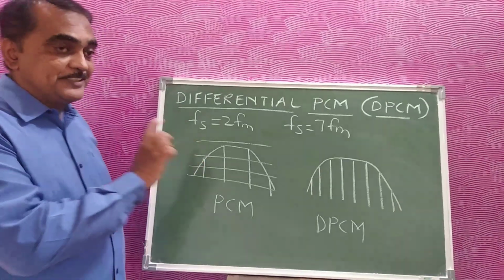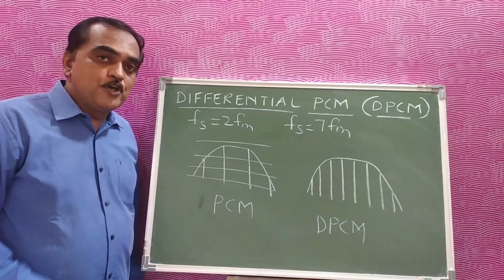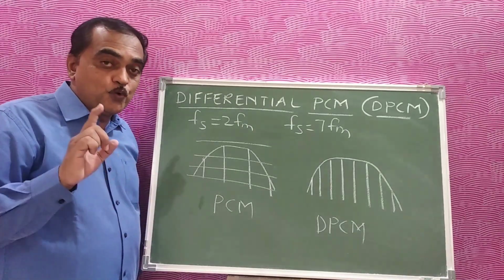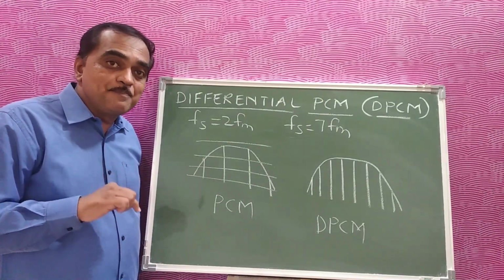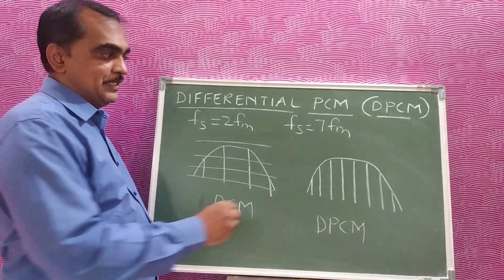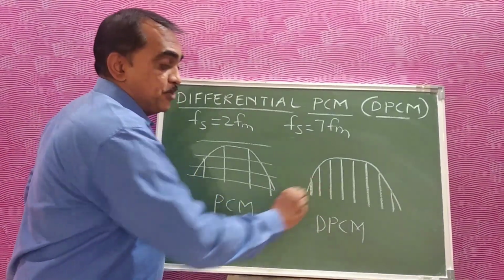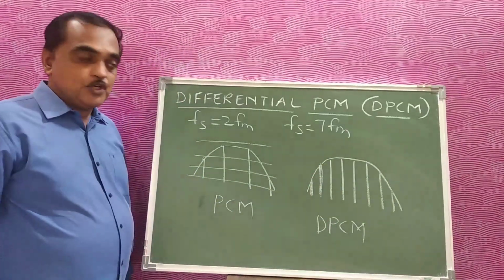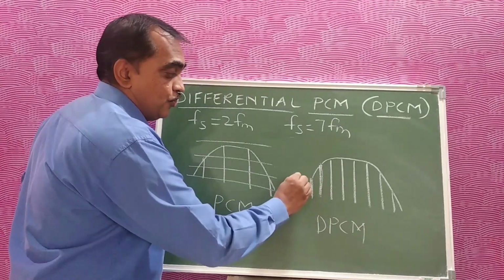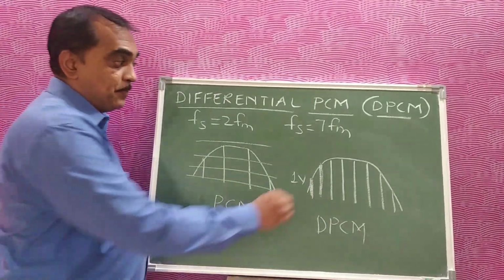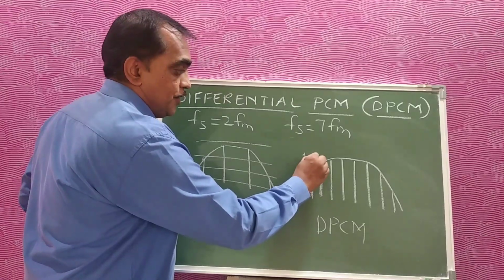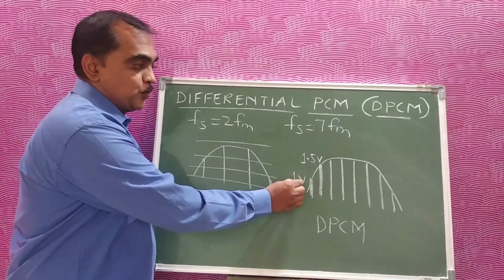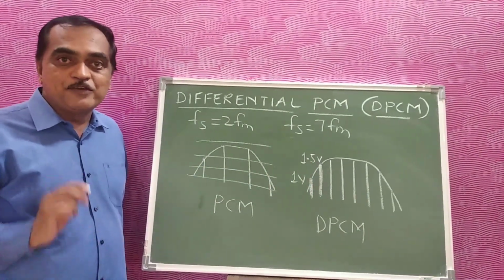And the first thing we do in a DPCM is, we are not going to send the amplitude value in binary form. We are going to take the difference of the previous amplitude and the present amplitude. Say for example, this was our previous amplitude and this is our present amplitude. Say the previous amplitude was 1 volt, and the present amplitude is around 1.5 volt. Now the difference between 1 volt and 1.5 volt is 0.5 volt.